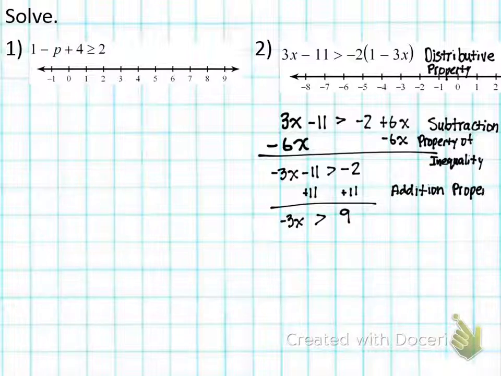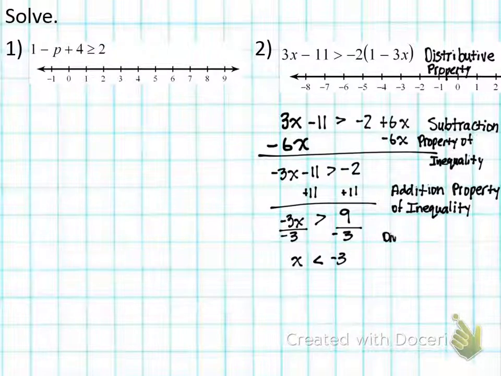Okay, and then we have this negative 3 being multiplied with x. So what's the opposite of multiplying by negative 3? Dividing. When I divide by negative, what do I need to do? Flip the sign. So watch what I'm going to do. I'm going to divide both sides by negative 3. And this greater than, look what I'm going to do right now. I'm going to change it to a less than. So x is less than negative 3. And this is the division property of inequality.